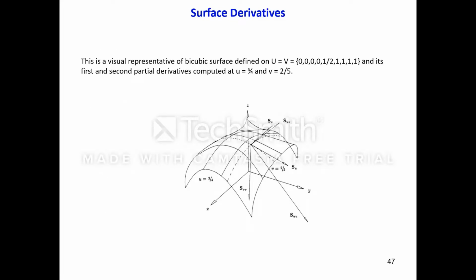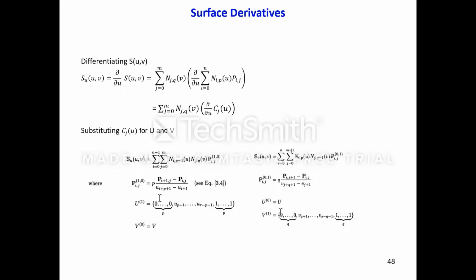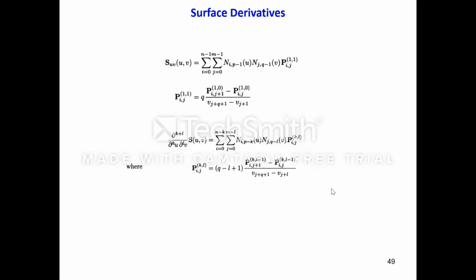Now this is a visual representation of a bicubic surface defined on u and v of these parameter values. The first and second partial derivatives are computed at u equals 3 by 4 and v equals 2 by 5. Then we show a derivative by manipulating the value of the S(u, v) equation. We formally differentiate S of u, v with respect to u and with respect to v. On the left-hand side we get the derivative with respect to u, and on the right-hand side we get the derivative with respect to v. And following the generalization order, the value of the control point P_ij is that of below.